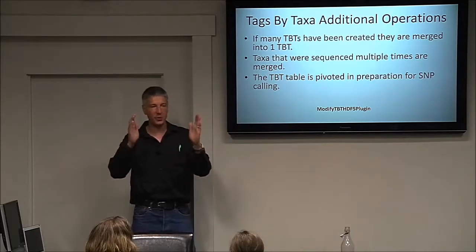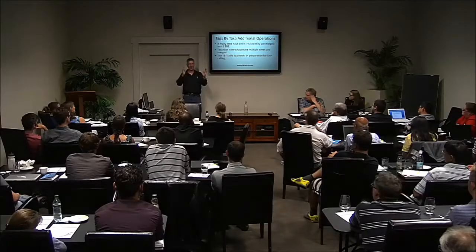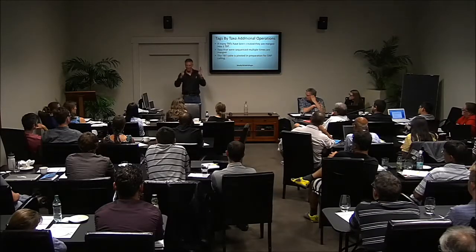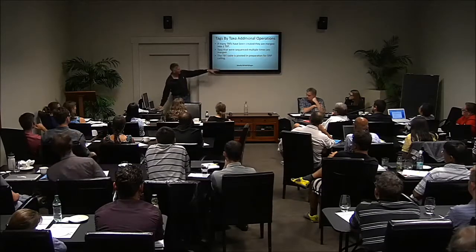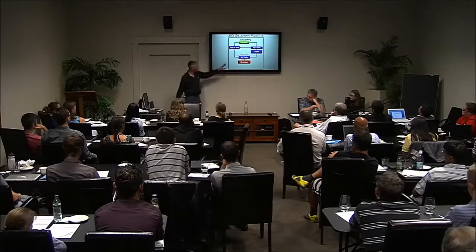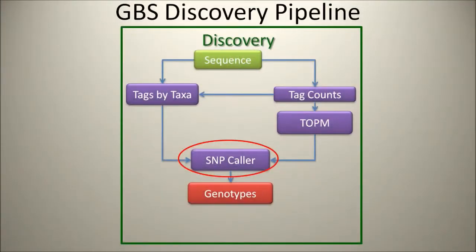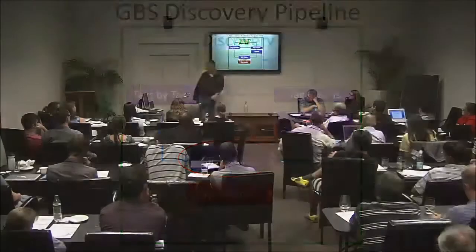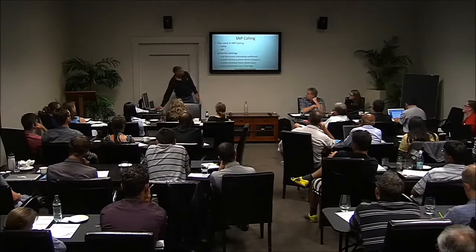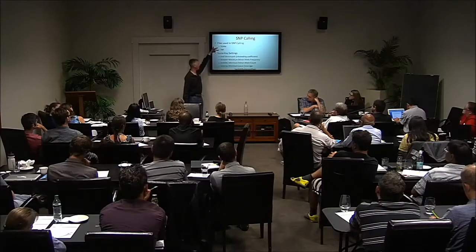The tables, in creating it, are really efficient in this direction. But to use it for SNP calling, it needs to be really efficient in this direction. So there's a plugin that'll just go, and that may take some time. But that's some of the things that the modified TBT HDF5 plugin does. Okay, so now we've got our tags by taxa, right? We know which tags are in which taxa. We know where the tags are aligned based on the TOPM, and then we want to call SNPs. Okay, so SNP calling. So you use those two files.